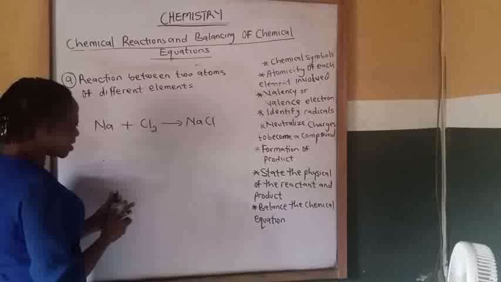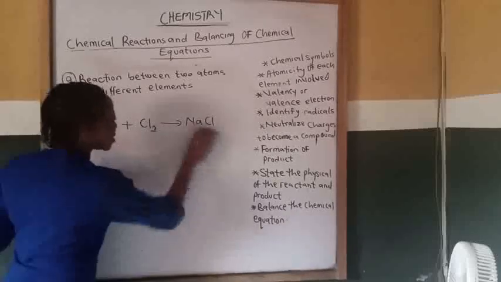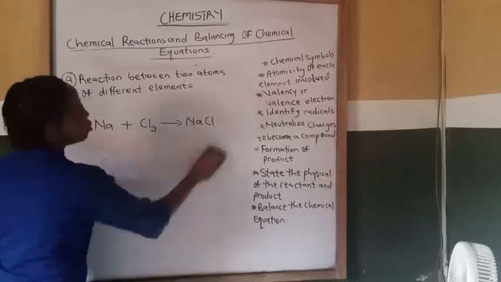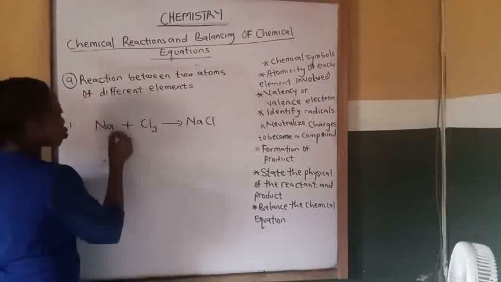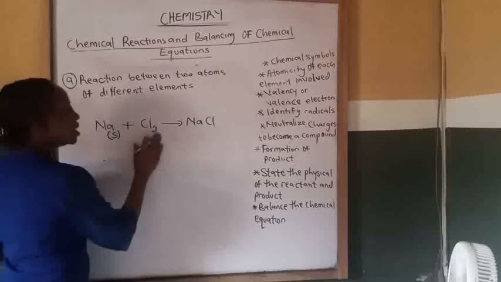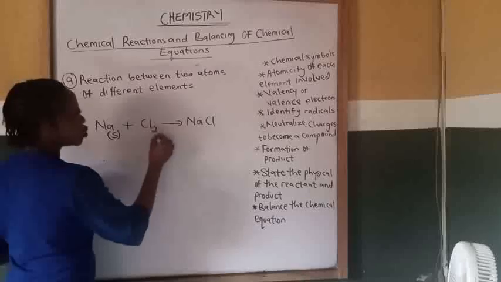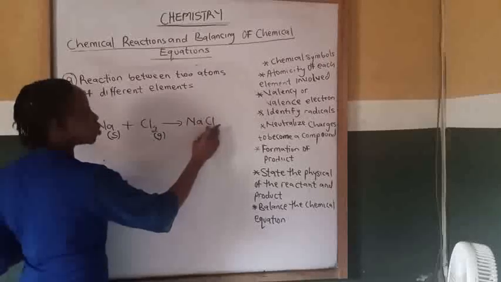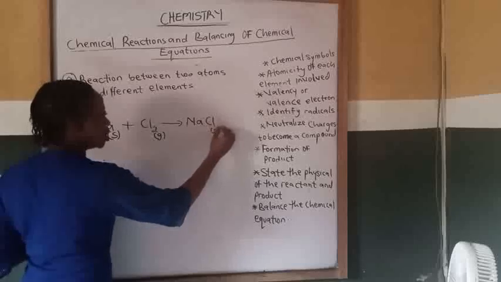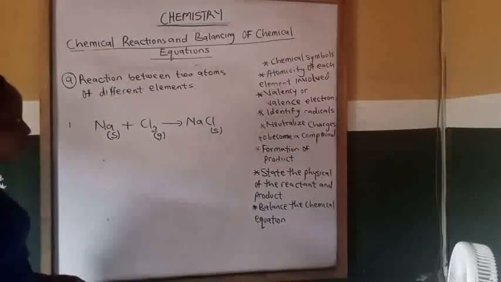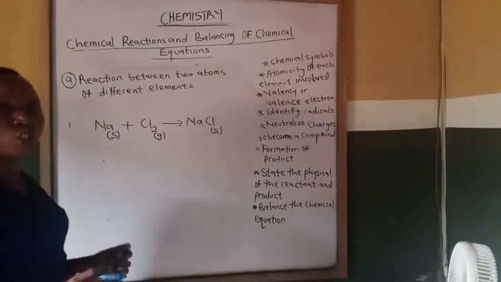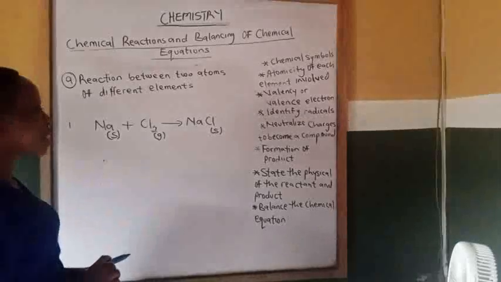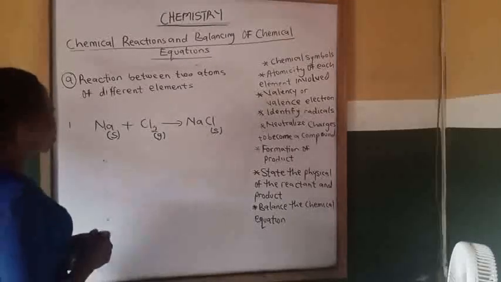So let's assign their physical states. We have solid, liquid, gases, and aqueous. A metal will be in solid form. Then this is a diatomic gas, so it will be in gaseous form. While sodium chloride, that is salt, will be in solid form. So we have assigned their physical states. Then after that, you balance your chemical equation. I'm going to teach you the simplest way of balancing chemical equations.